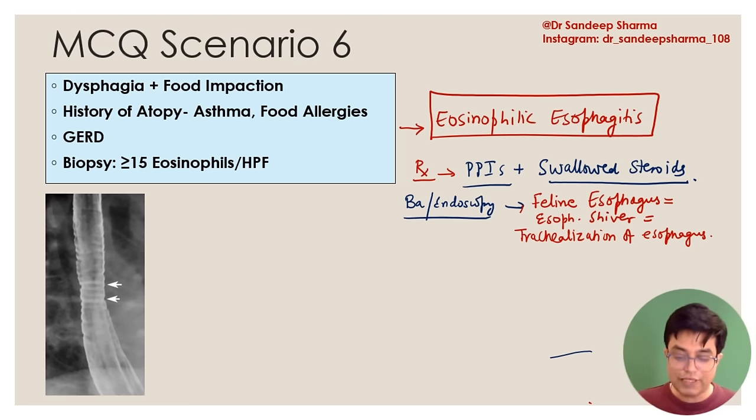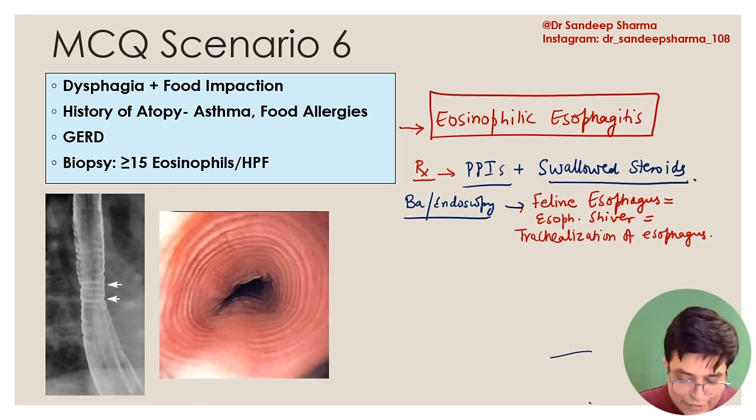And Fallean esophagus looks like this, as you can see. Can you appreciate the rings which are present as shown by the white colored arrows? And can you see this endoscopic finding? Normally the esophagus is smooth. Here you are finding a ring-like appearance. This trachealization of the esophagus is what you call Fallean esophagus.